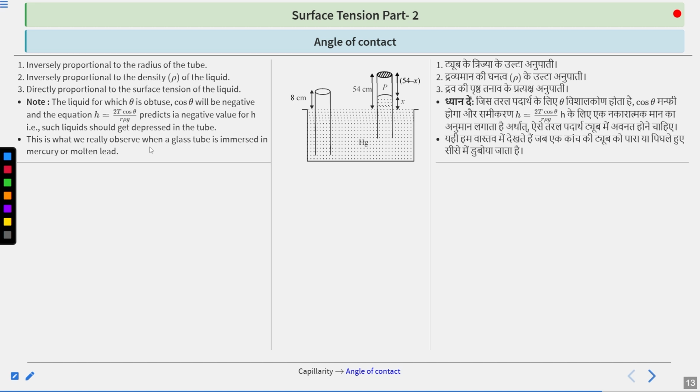This is what we really observe when a glass tube is immersed in mercury or molten lead, because mercury or molten lead is that particular liquid which is not able to wet the walls of the tube. So that's why it falls down or is depressed in the tube.